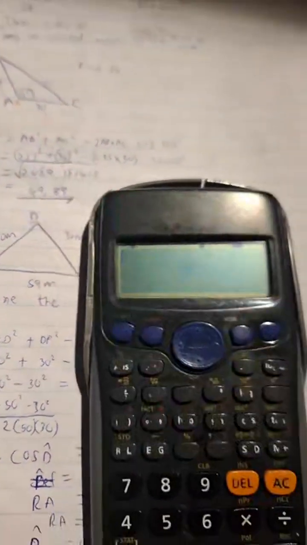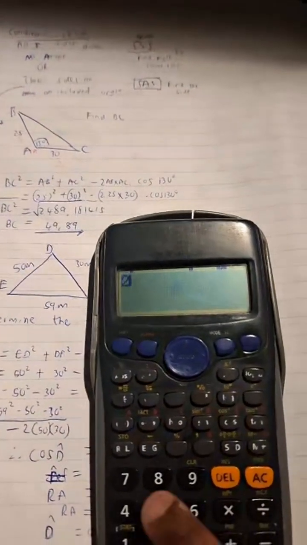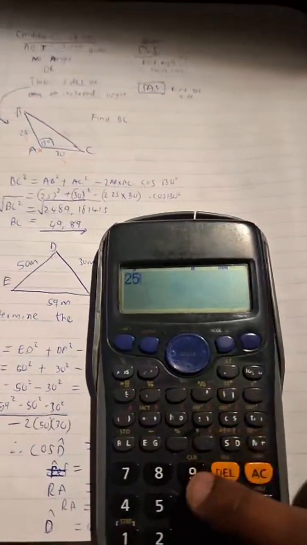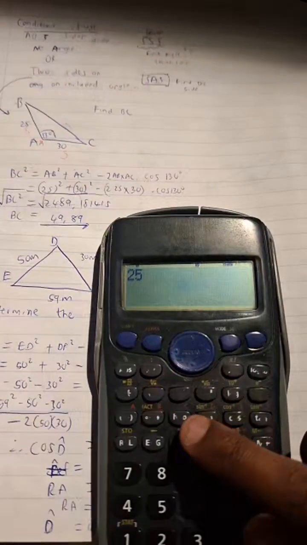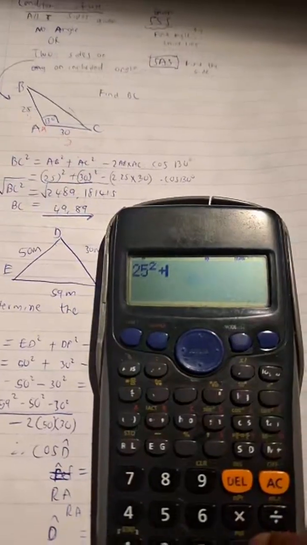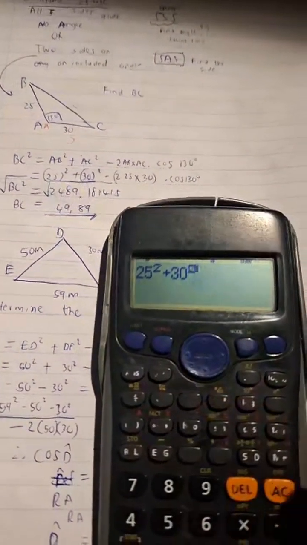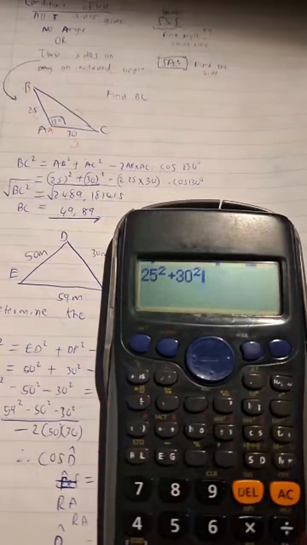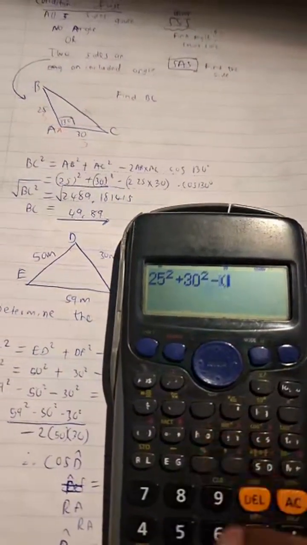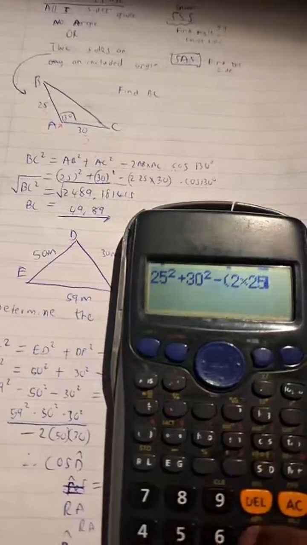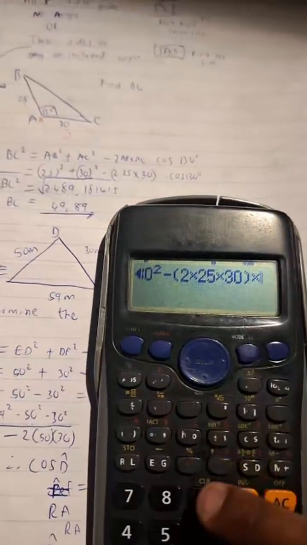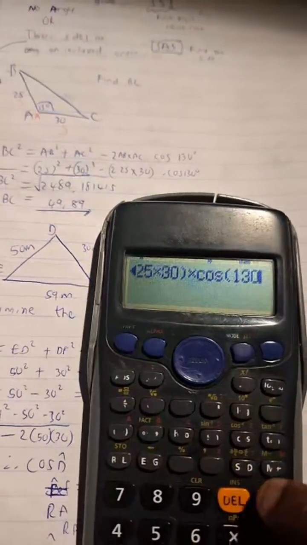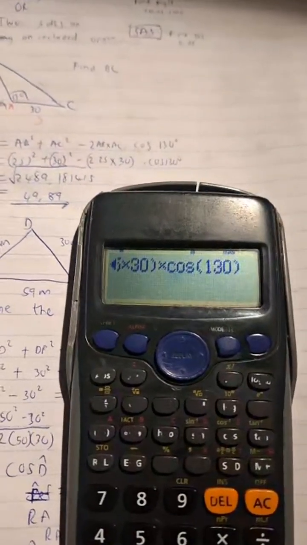All right, so there we have it. You're going to say 25 squared plus 30 squared minus, and I love putting this in brackets, 2 times 25 times 30, close the brackets, times cos of 130. Let's close that one.